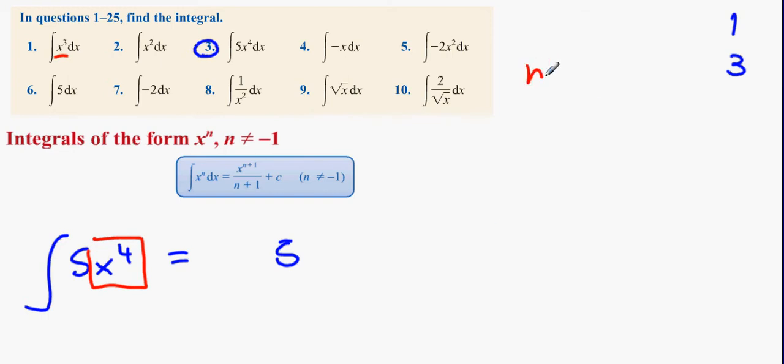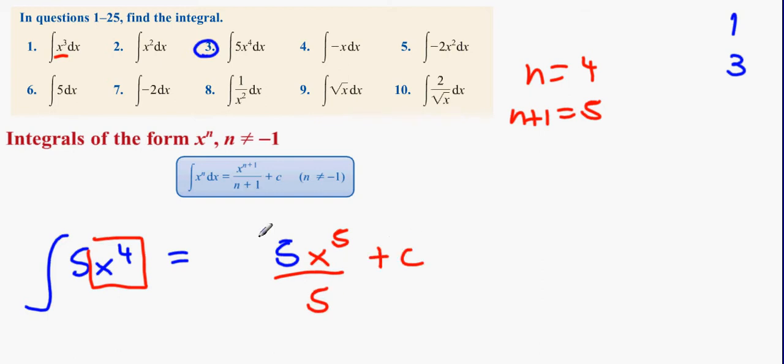So n, once again, is going to equal 4, n plus 1 equals 5. And what it says to do is x to the power of 5, and then divided by n plus 1, which is all over 5, plus c. The 5s will cancel, and our answer will be x to the 5 plus c, because when you differentiate x to the power 5, you get 5x to the power 4.